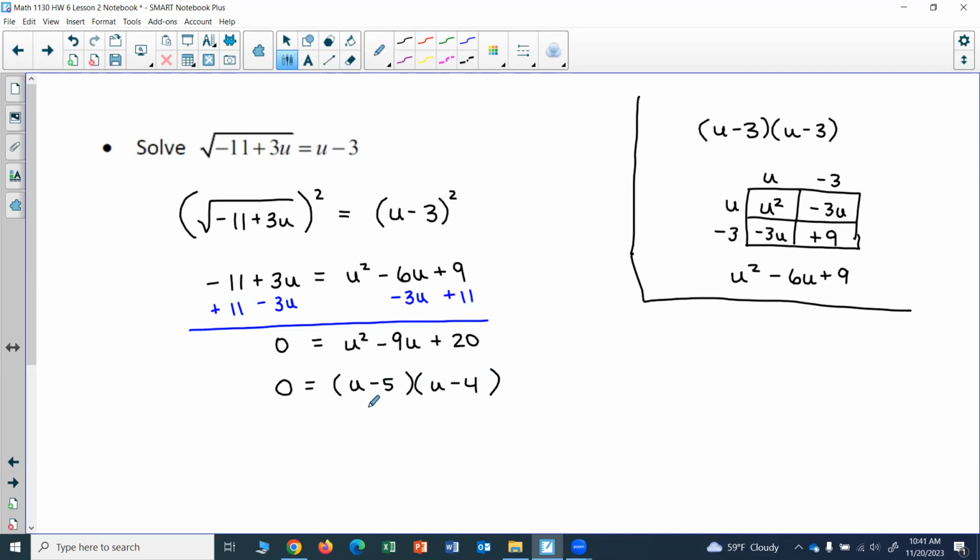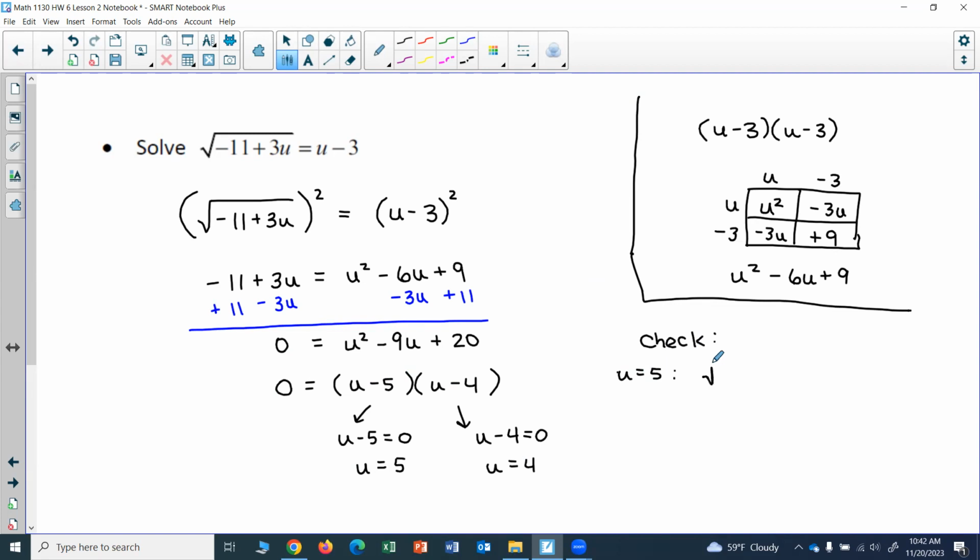Now I use the zero factor property. So this tells me that u minus 5 equals 0 and u minus 4 equals 0. So my solutions are u equals 5 and u equals 4. I got two solutions here, and I want to go ahead and check. And to check, I'm going to plug them in to the original equation. So to check my answers, first I'll take the u equals 5. So let me just write that out, u equals 5.